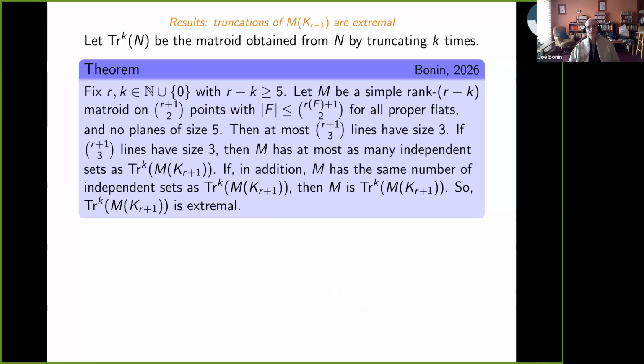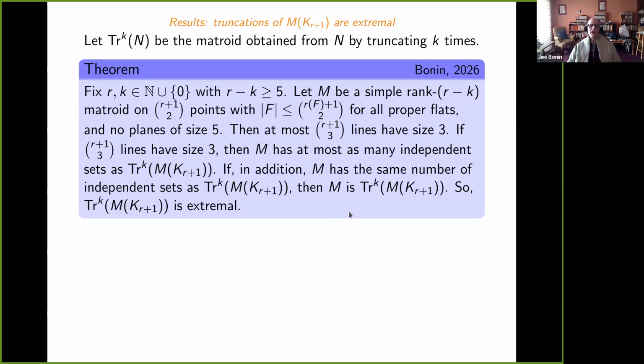But then there's a variation on the theme. The truncations of cycle matroids of complete graphs are also extremal, provided those truncations still have rank at least 5. So that's the one limitation of this result. It works only for ranks at least 5. Now, I should mention this was inspired by a uniqueness result that Anna de Mier and Marc Noy have for truncations of complete graphs.